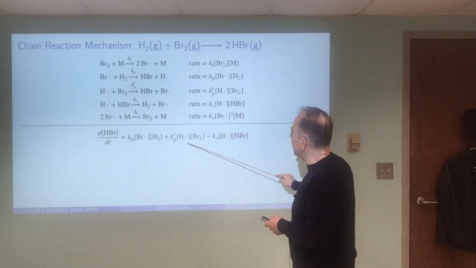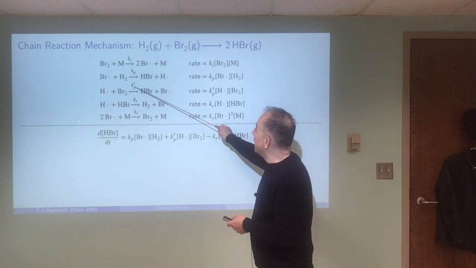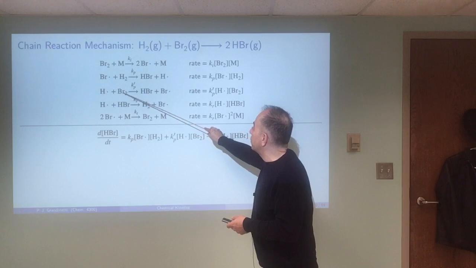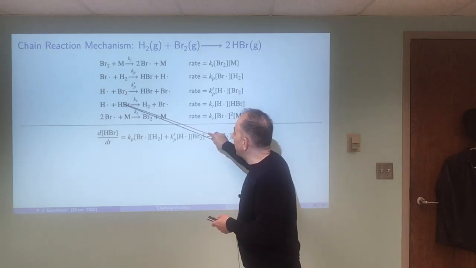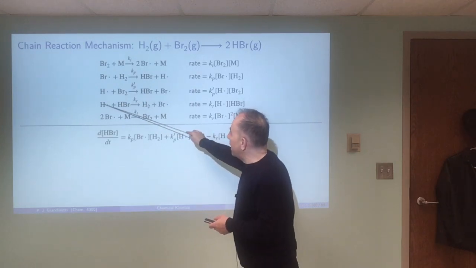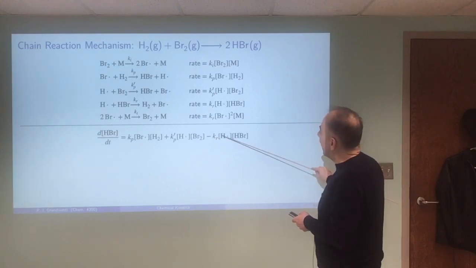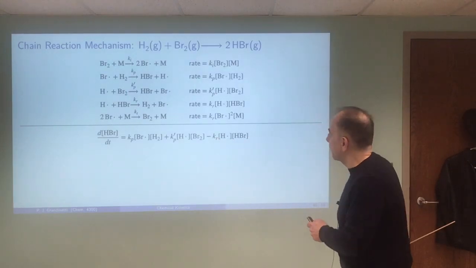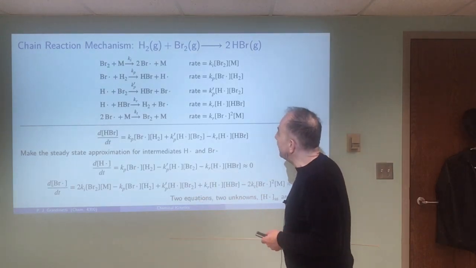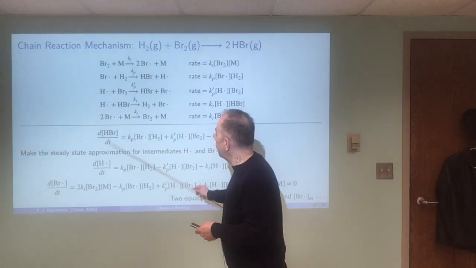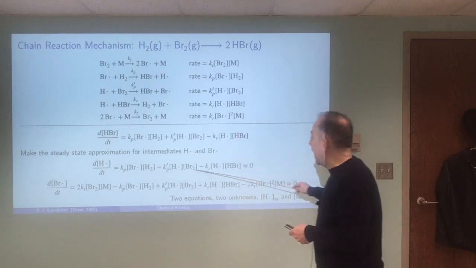And then the next case here is we're going to have it being formed here. So it's going to be Kp prime times H radical times Br2. That's this term. And then we have this step here where it's being depleted by its reacting with the hydrogen radical, and that's going to be minus Kr H radical times HBr. So what we're going to do is we're going to look at the intermediates here, which are two, the H radical and the Br radical. And we're going to write down the expression for the H radical.